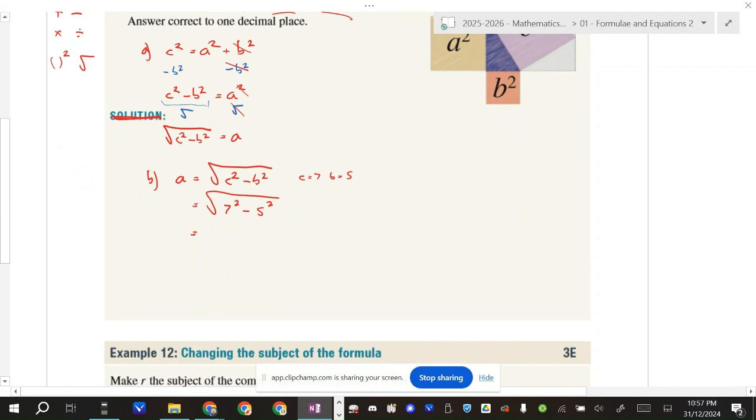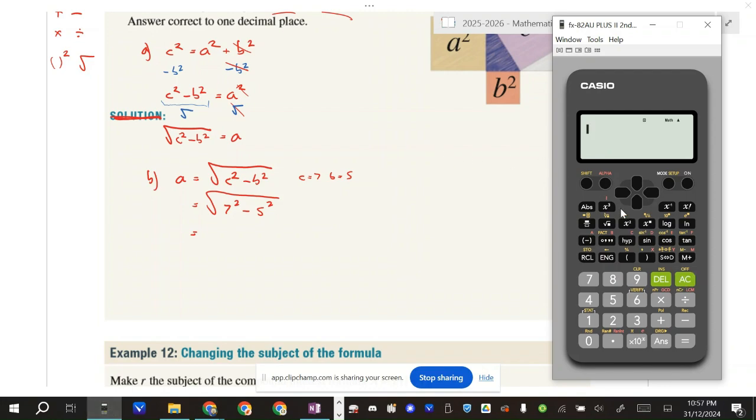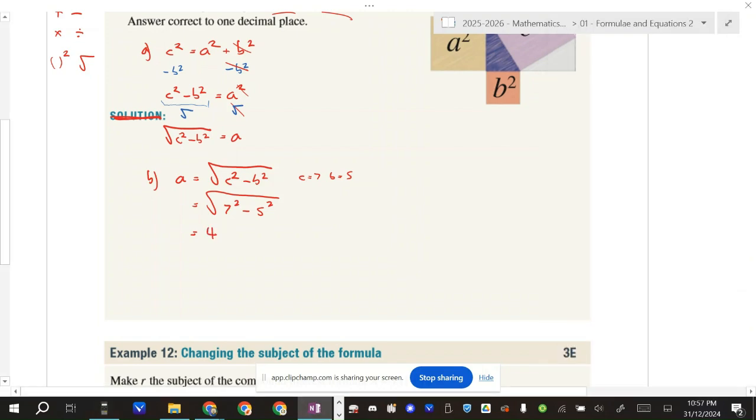Now, if you want, you could chuck that into a calculator straight away. There we go. So you can chuck that straight into a calculator. Square root of 7 squared minus 5 squared. And that will give you 4.898979. That's cool. So let's go with that. 4.898979... because it's a calculator, it goes on forever.